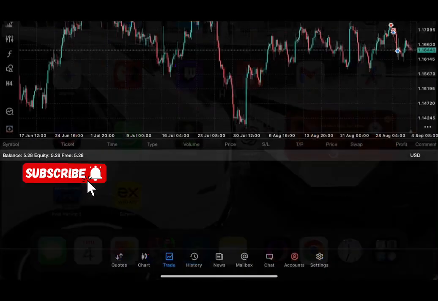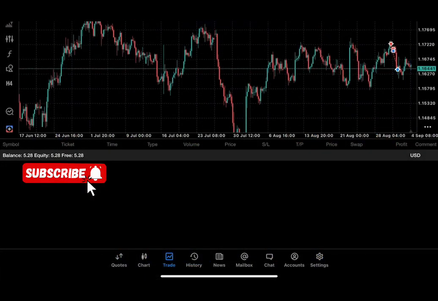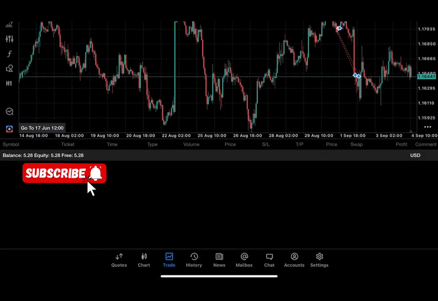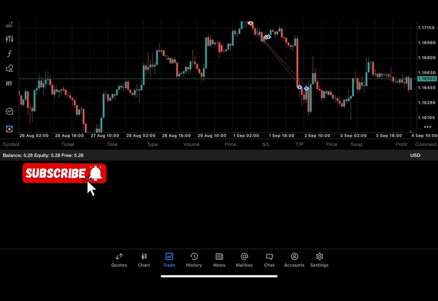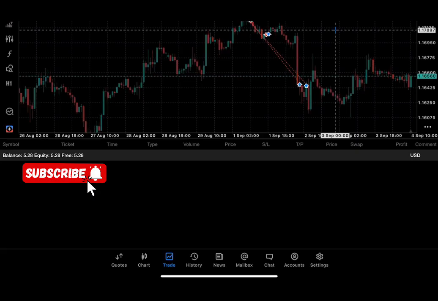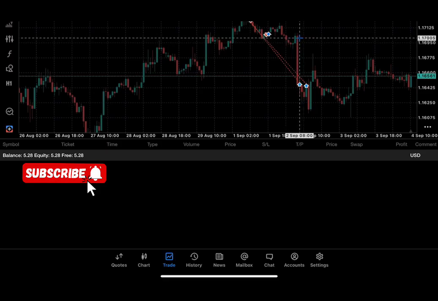So you can see here, this is a trade on Euro USD, which I took from this area to this area. So we'll be waiting for a confirmation when the market gets to this point here.